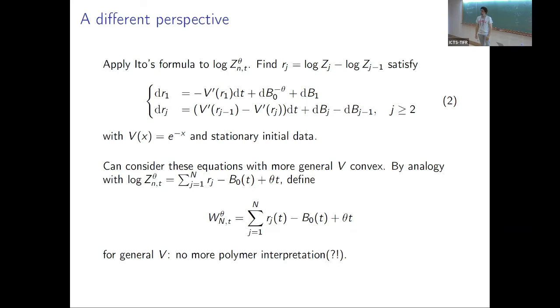So what kind of initial data do you consider for these SDEs? For now, everything is stationary. If you're non-stationary, this is what we're working on.